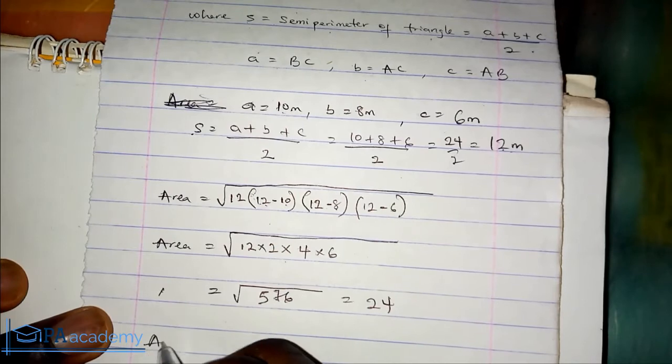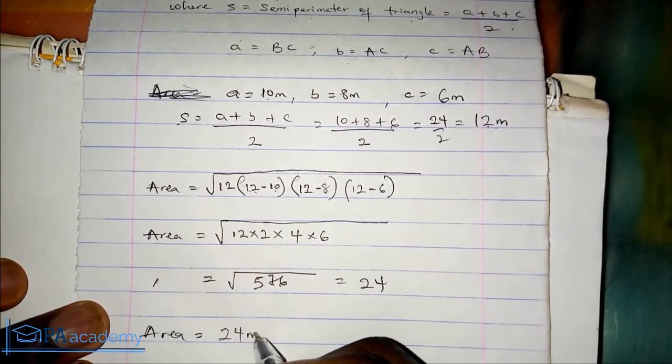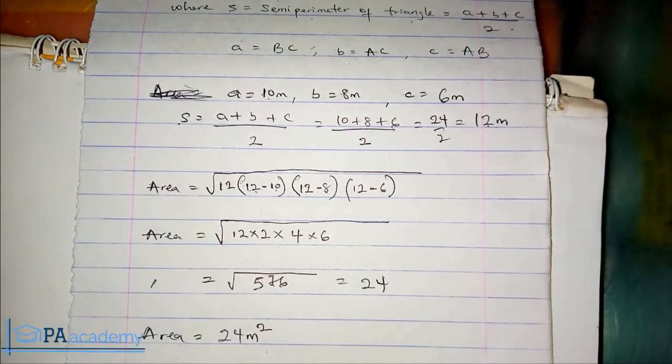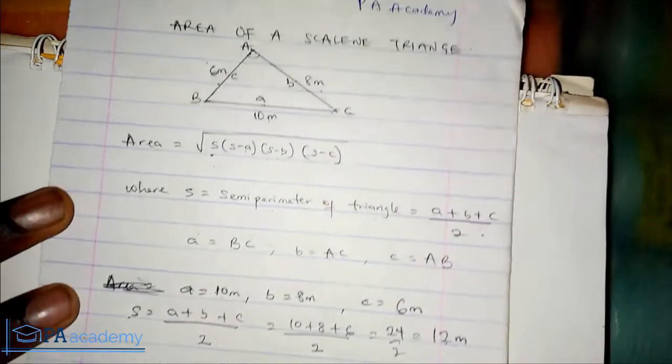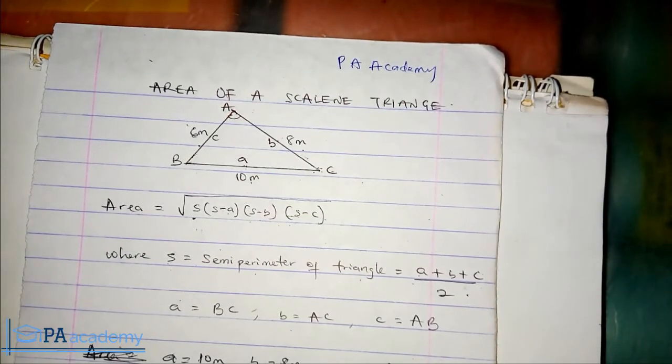So therefore, our area is equal to 24 meter square. So you can see that we've been able to get the area of this triangle, which is a scalene triangle, using this formula. So now let's look at the third type of triangle that we are going to be looking at.